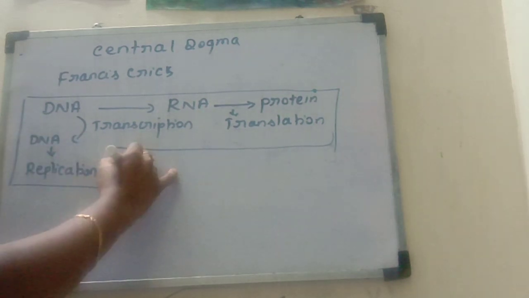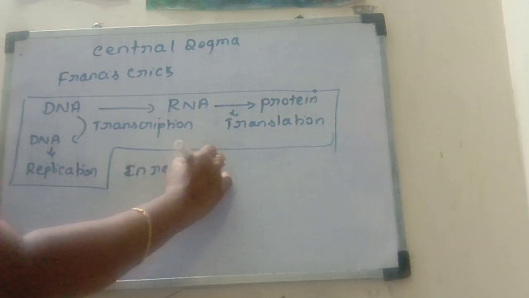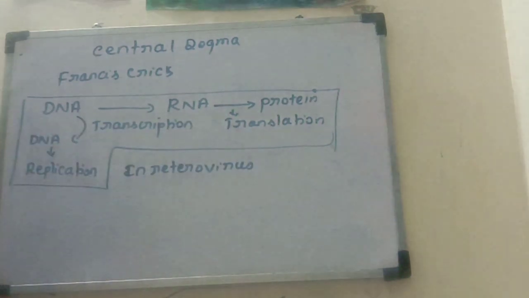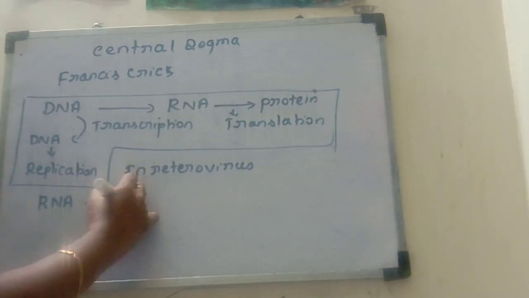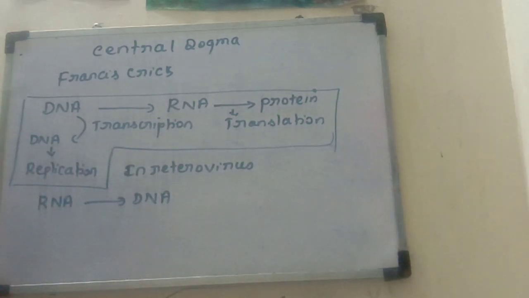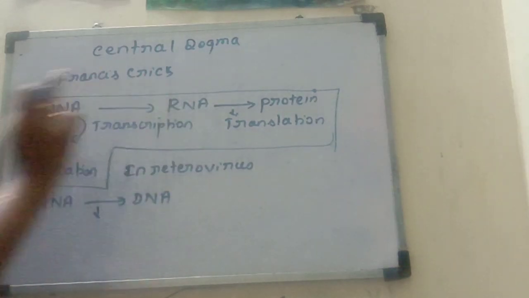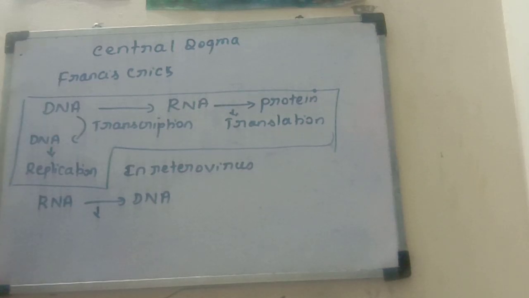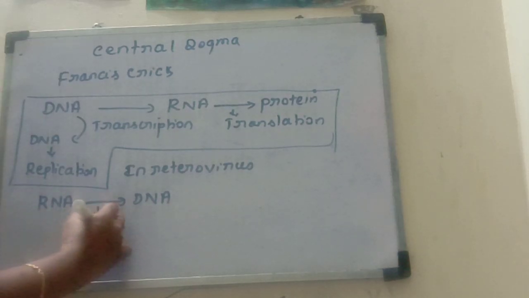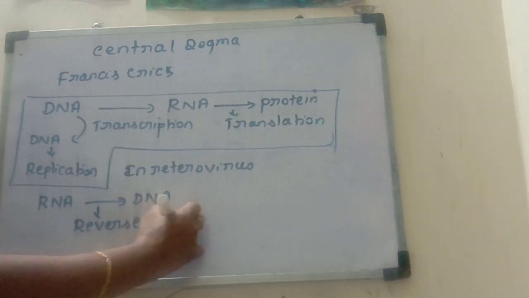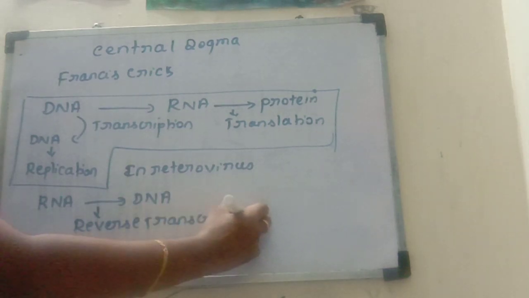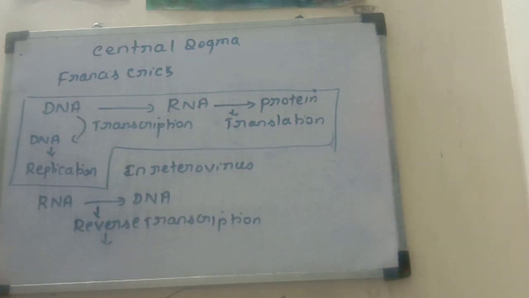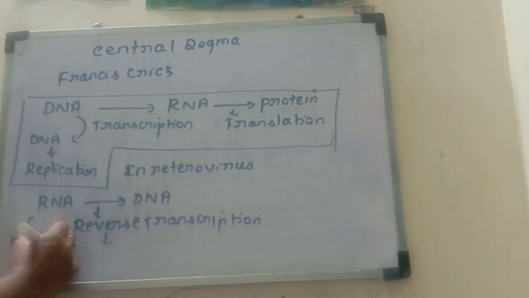But in retrovirus, the flow of genetic information is in the reverse direction, for example, from RNA to DNA. So DNA to RNA, what is the process? Transcription. RNA to DNA is known as reverse transcription. For this process, they have one special enzyme, the reverse transcriptase enzyme. So this is called reverse central dogma.